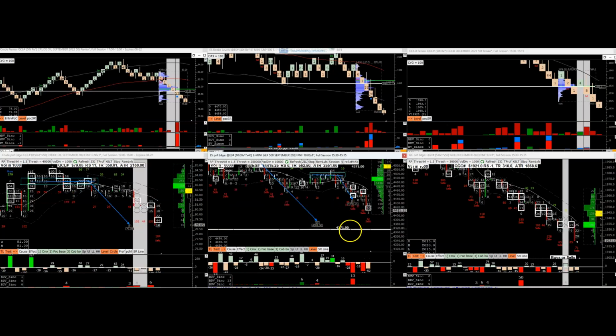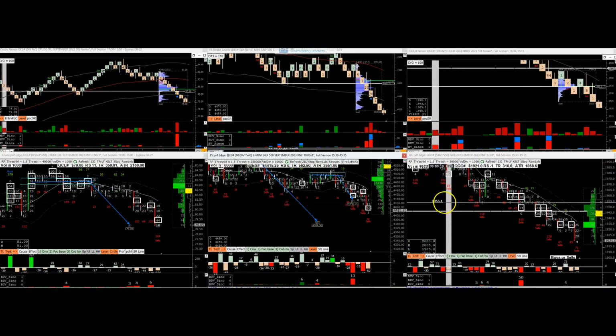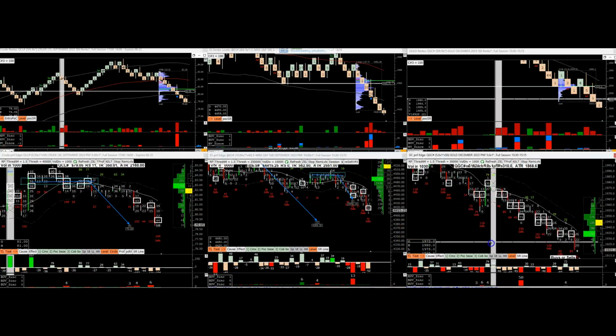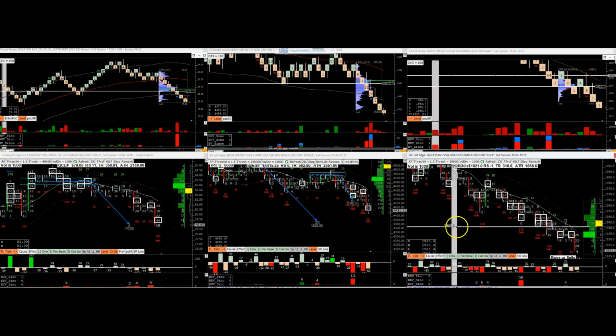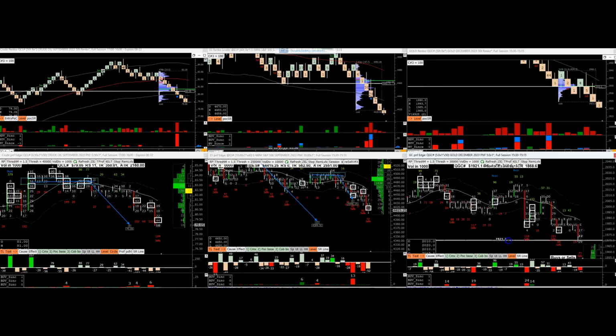All right. So finally the gold. So gold, let's see. We have stepping stone counts. The bigger count was here. This was the climactic action. I saw this with the white boxes. Very slick. All these white boxes is distribution. You see? This is evidence that there was selling up here. All these white boxes, heavy, heavy volume.